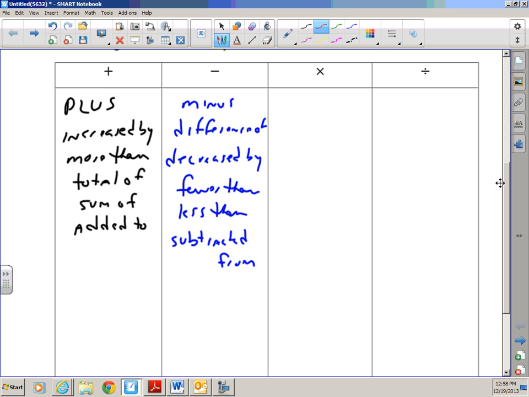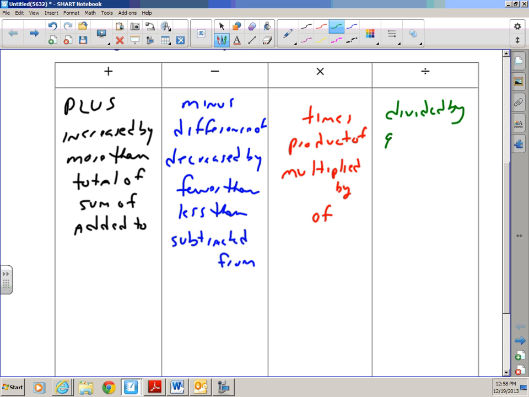Okay, for the multiplication symbol, we have times, product of, multiplied by, and then just the word of, which you normally see associated with percent problems. 30% of 20 is what? And then the division symbol, divided by, quotient of, divided into, and ratio of.